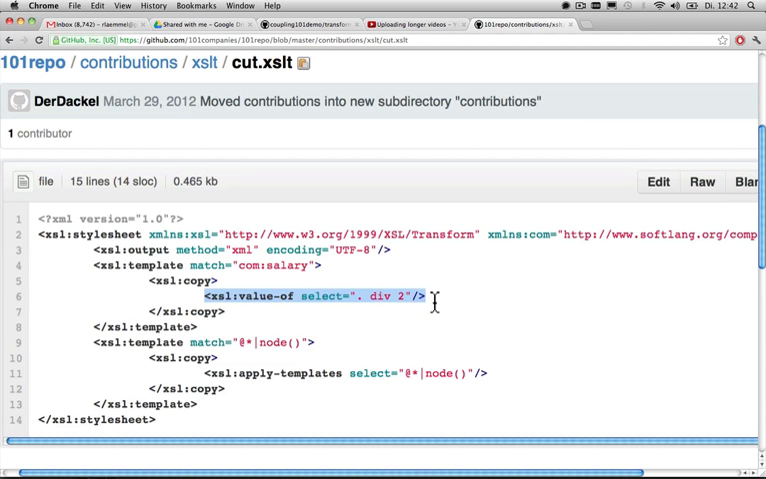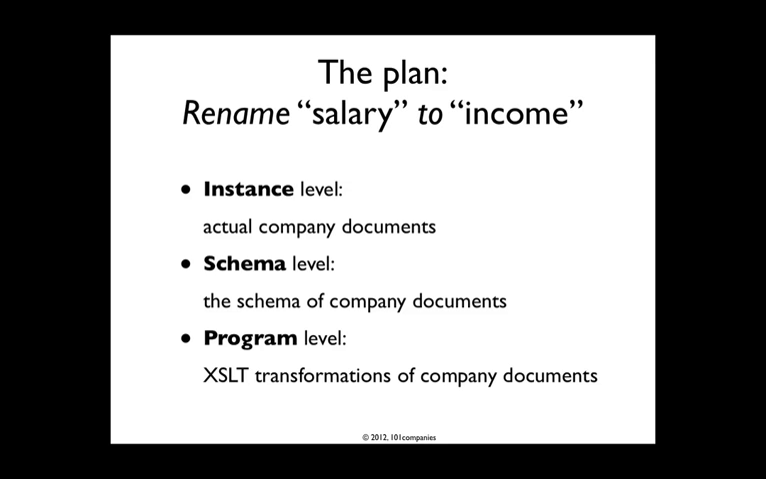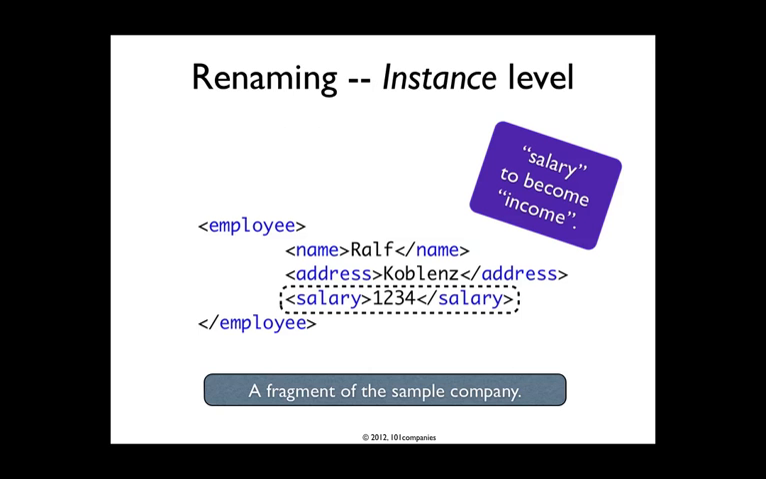Okay, so this is the implementation that we want to re-engineer. We want to basically do something really simple. We want to rename salary to income. As I was already starting to explain, there are 3 levels: the instance level, the actual company documents; the schema level, the schema of company documents; and the program level, things like cut.xslt or other XSLT transformations implementing some functionality. So we have to perform renaming at all 3 levels.